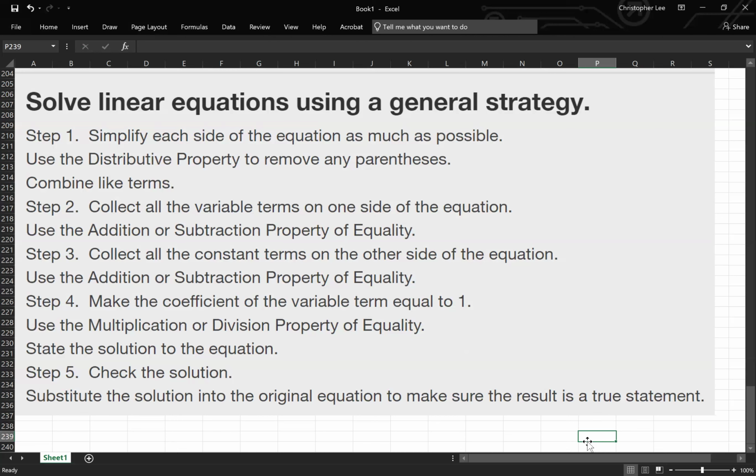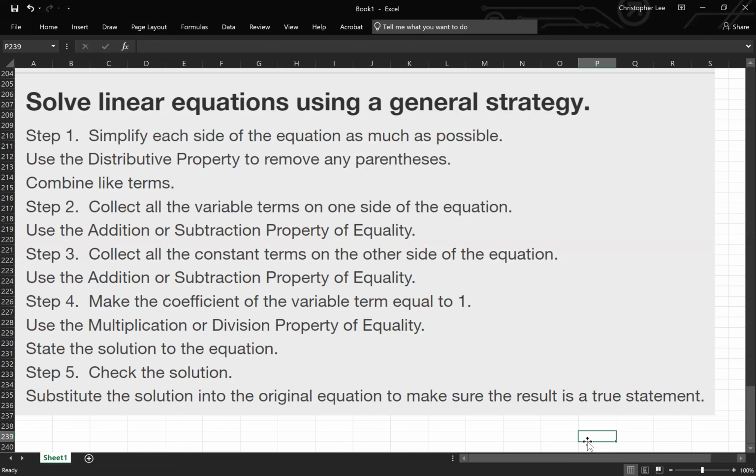Step four, you want to make the coefficient of the variable term equal to one. After I'm done combining like terms, there could be a number in front of the variable. Any number in front of the variable is called a coefficient, and you want to make that number one. How do you make that coefficient one? You divide by whatever number is in front of the variable. So if I have 2x, for example, I'm going to divide by 2 to get x by itself. And then, of course, use the multiplication or division property of equality. State the solution to the equation.